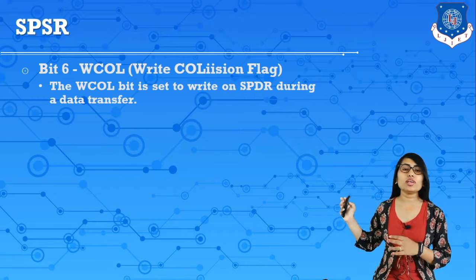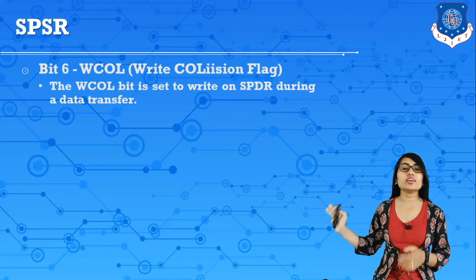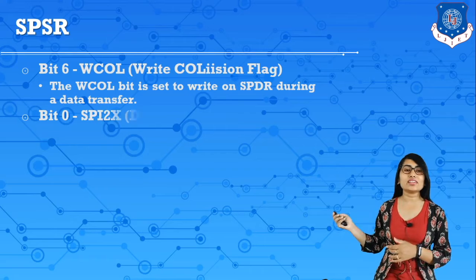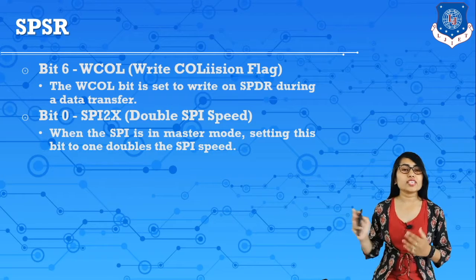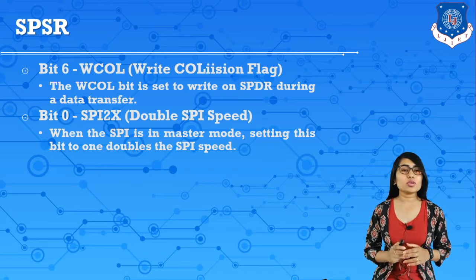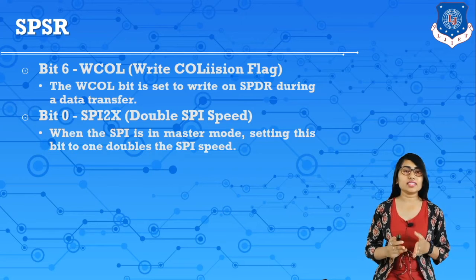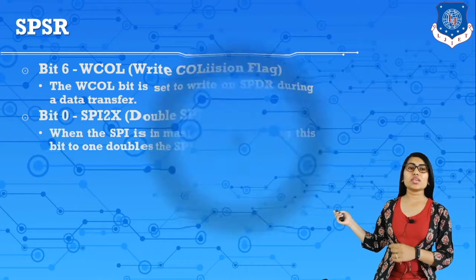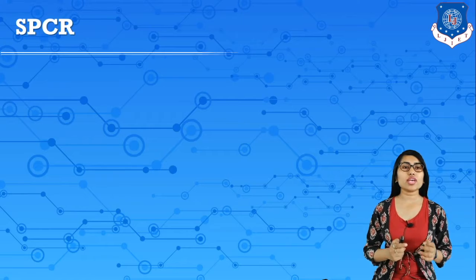The WCOL bit is set when writing to SPDR during a data transfer, and bit 0, SPI2X, doubles the SPI speed when the SPI is in master mode, by setting this bit to 1. This is SPSR. Now let's discuss SPCR.